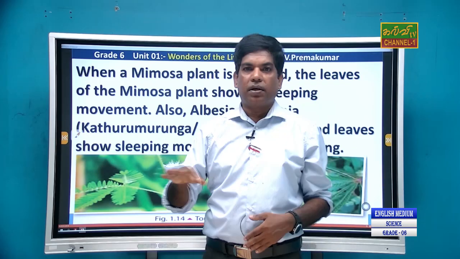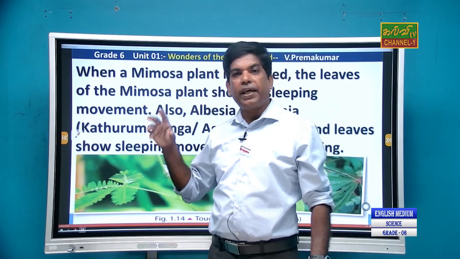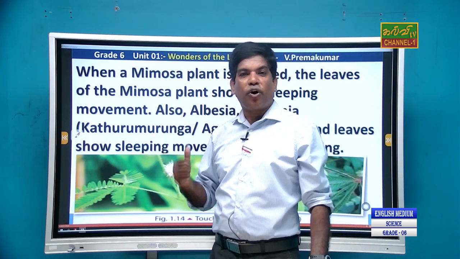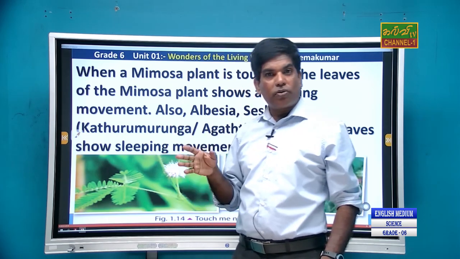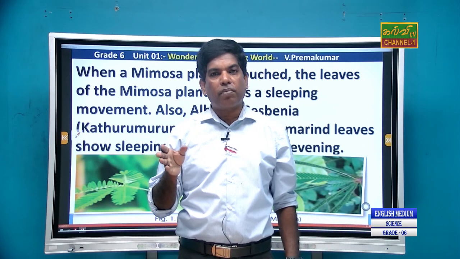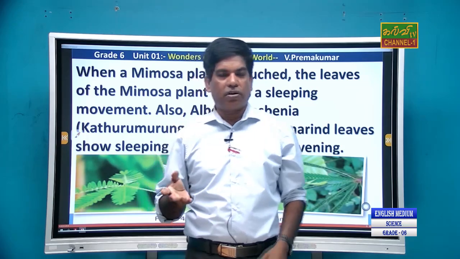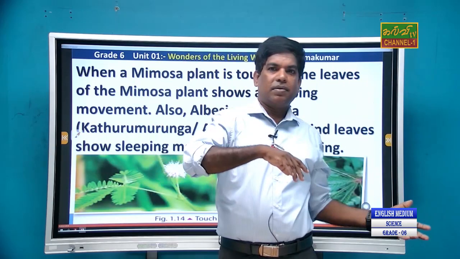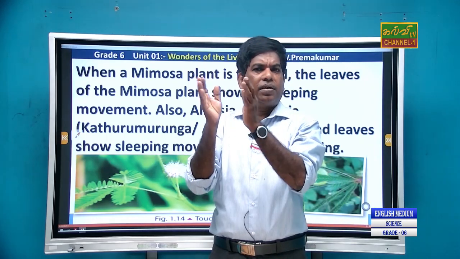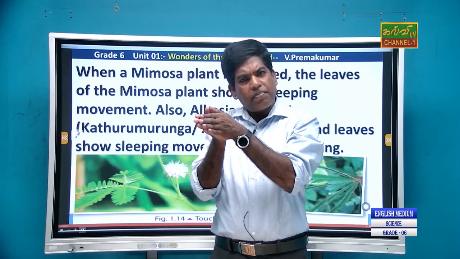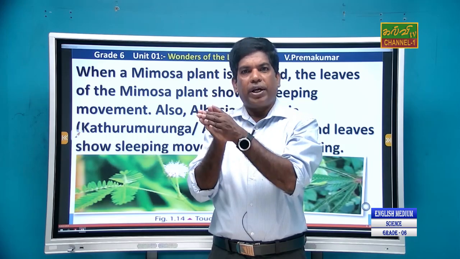Snakes creep. Like that, animals can show various movements, but plants can also show some movement, but not locomotion. Movement is different from locomotion. Locomotion is from one place to another place, but movement a plant can show. Sometimes the leaves go to sleep, and we call that the sleeping movement.